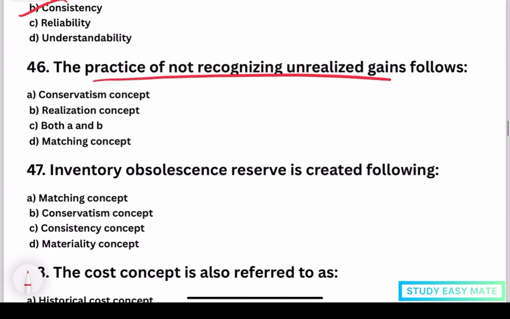The practice of not recognizing unrealized gains is conservatism and realization concept. Why? You have to be very cautious about recognizing gains. When it comes to the realization concept, it is recognizing gains only when they are realized through actual transactions.